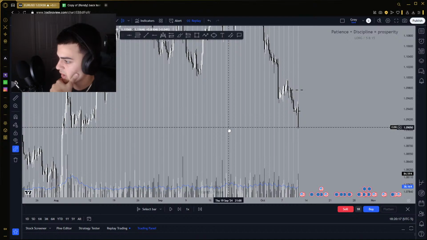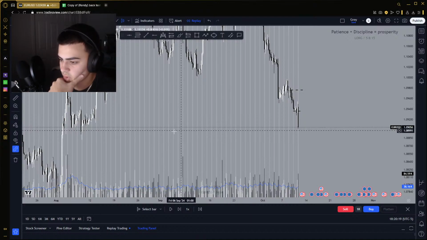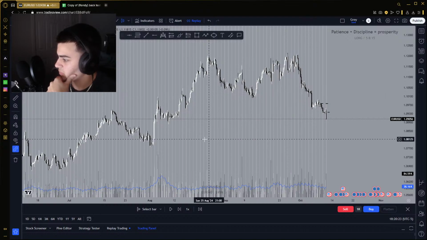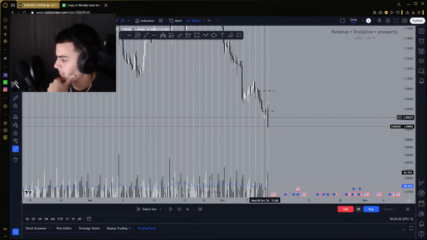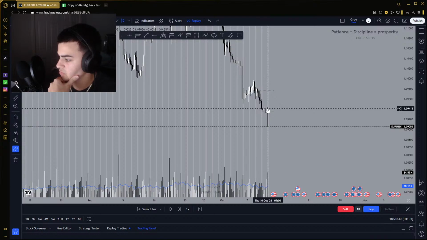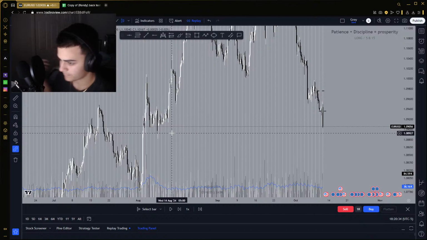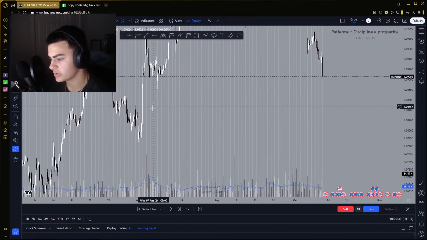So it needs to grab... yeah, it still needs to grab up here. And it does look bearish. These two candles do look bearish because it just closed all the way down here. And it still needs to grab all of this.